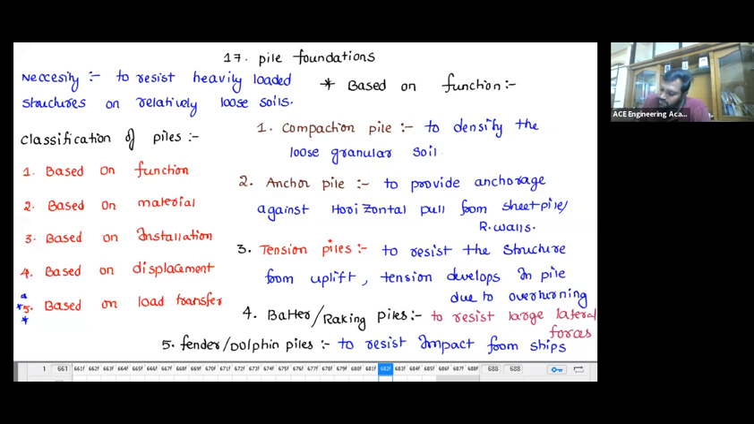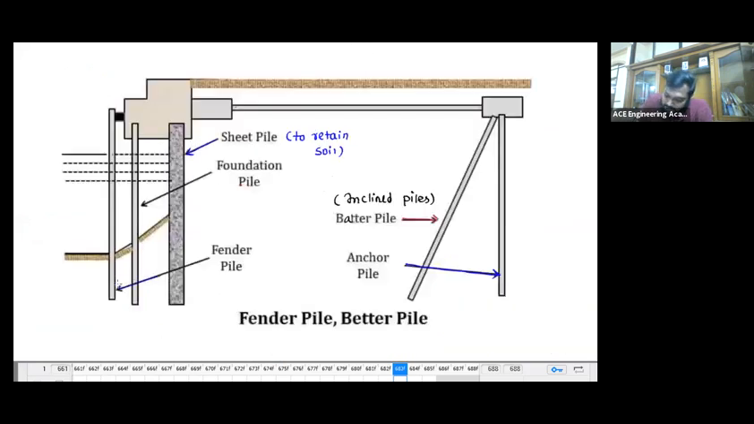Please observe here, whatever this pile is, this is nothing but a fender pile. If you observe, when a ship is about to come, in childhood we try to make these types of ships with paper. When the ship comes, it gives an impact to the harbor area, so whatever that impact is will be taken by the fender or dolphin piles.